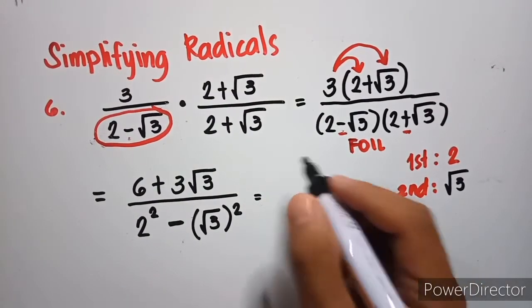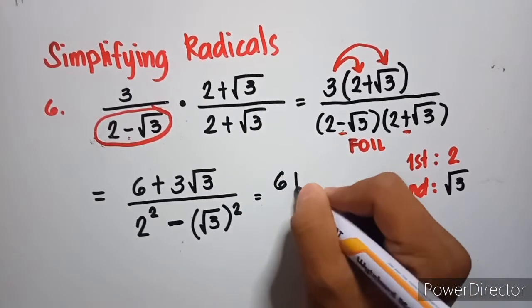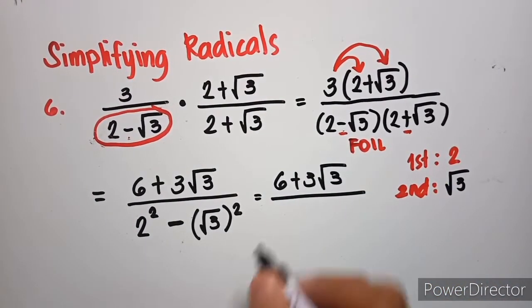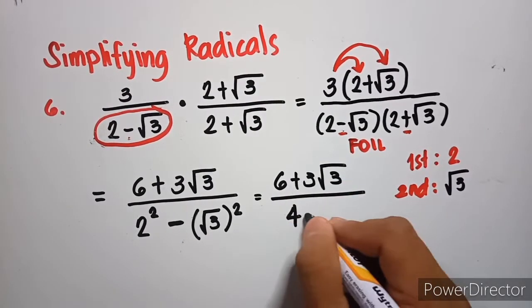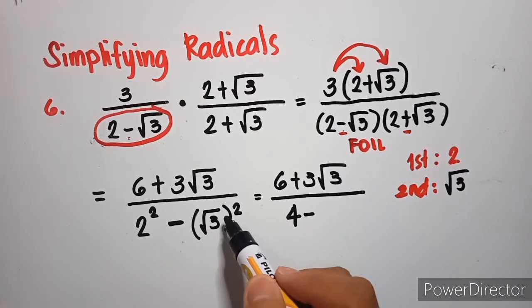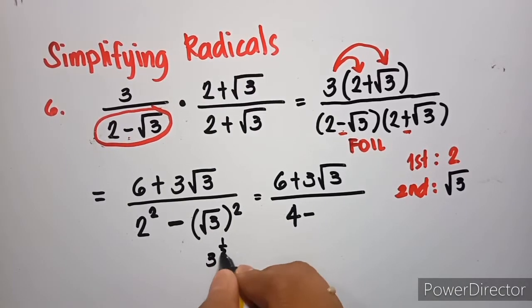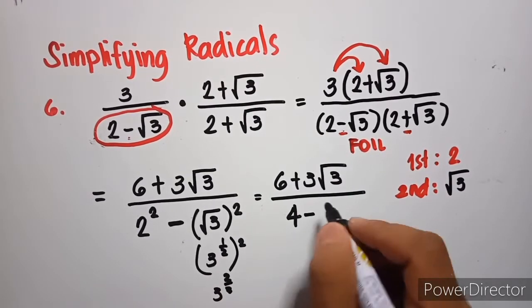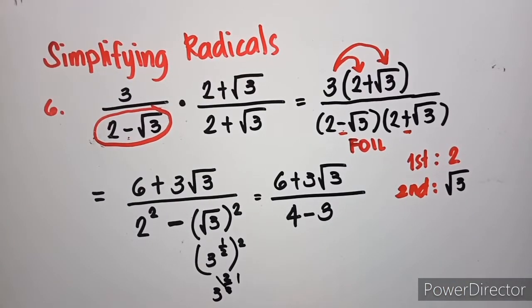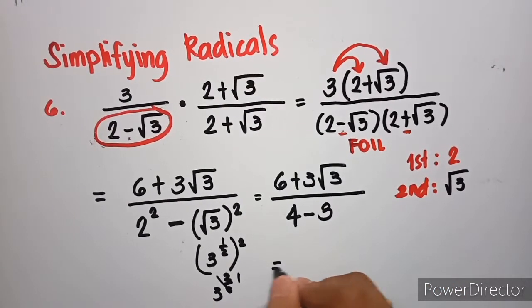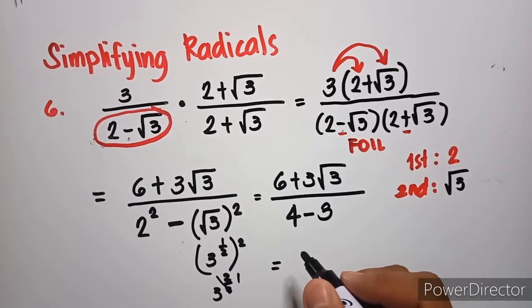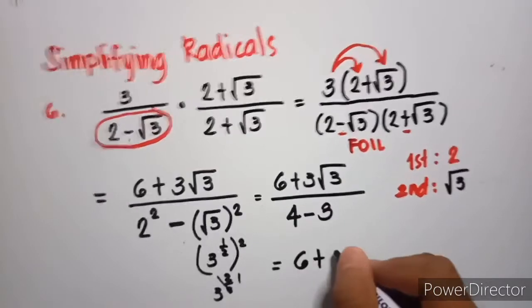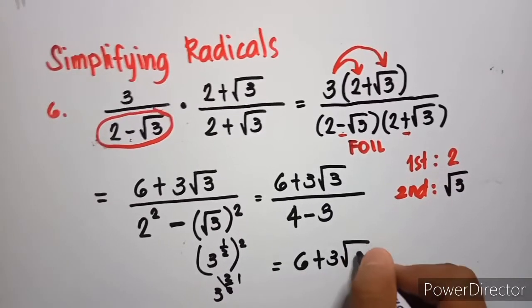okay? So, this is equal to, just copy the numerator first, 6 plus 3 square root of 3 over, what is 2 squared? That is 4. Okay? Minus. So, since siya ay naka-squared, magiging siyang 3 raised to 1 half raised to 2. So, magiging siyang 3 raised to 2 over 2. Kaya siya ay 3 na lang. Kasi cancel, that will become 1. Then, so this is equal to 6. 4 minus 3 is 1. So, that will become 6 plus 3 square root of 3.